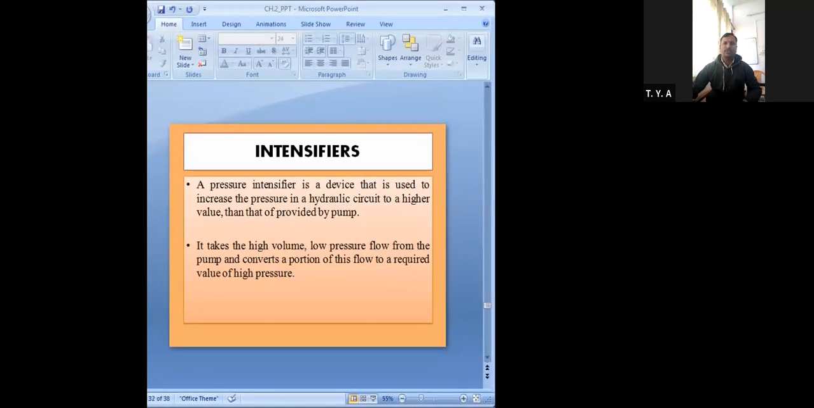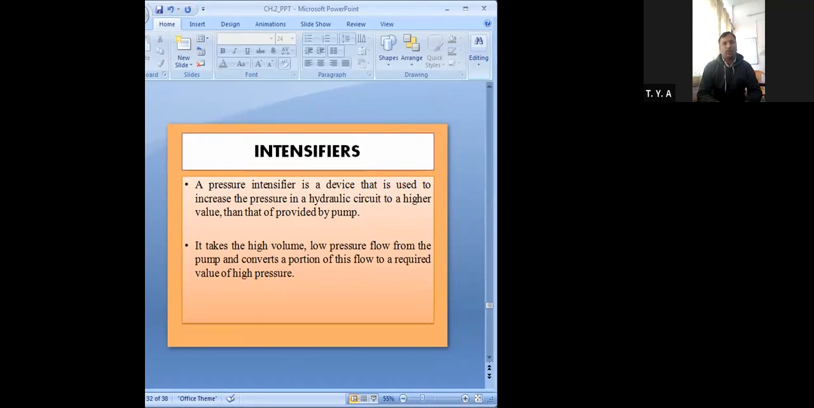In the last lecture, we discussed the accumulator. Its types also we have discussed, and the construction, working, advantages, and disadvantages of each and every type of accumulator. We saw the dead weight loaded type accumulator, then we went to the spring loaded type accumulator, then the gas loaded accumulator, that is the hydro pneumatic type of accumulator. In that we saw two types, separator type and non-separator. Under non-separator again three types we discussed.